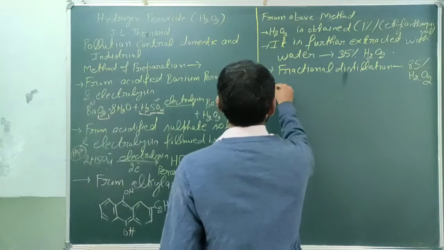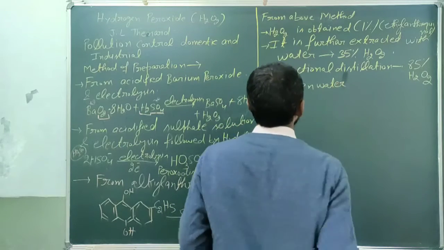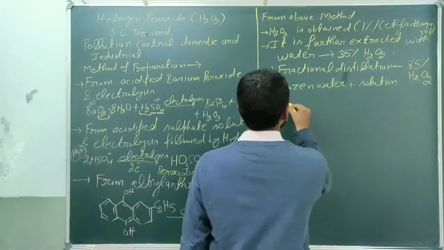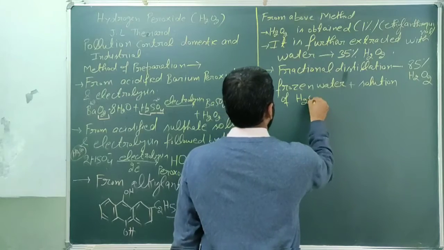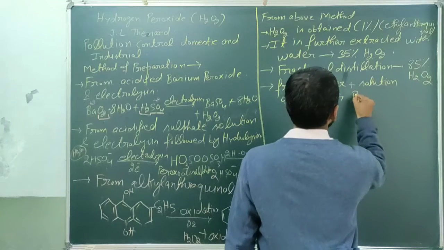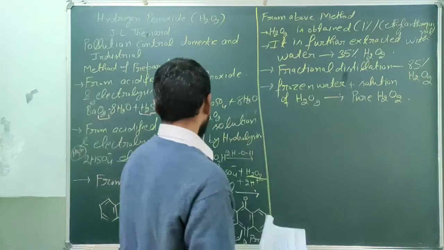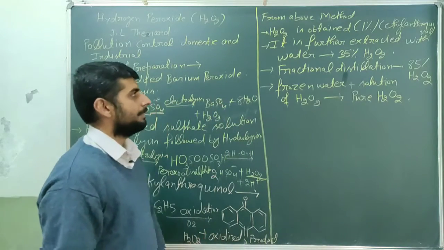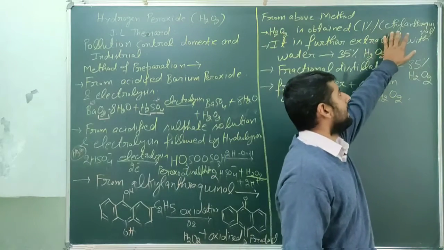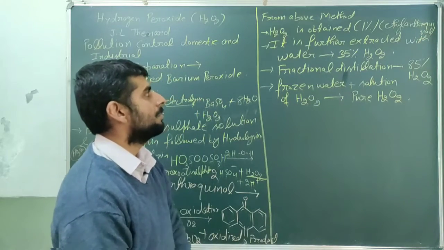And the next, with frozen water, ठीक है, we will do the reaction of frozen water with the solution of H2O2, and we will get pure H2O2, means 100% H2O2. So from this method we are preparing H2O2 that is of 1% from ethyl anthraquinone.